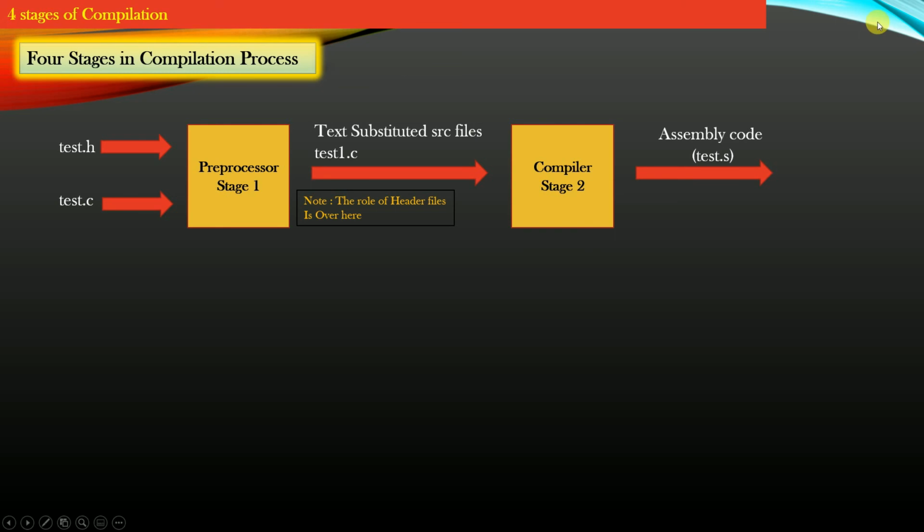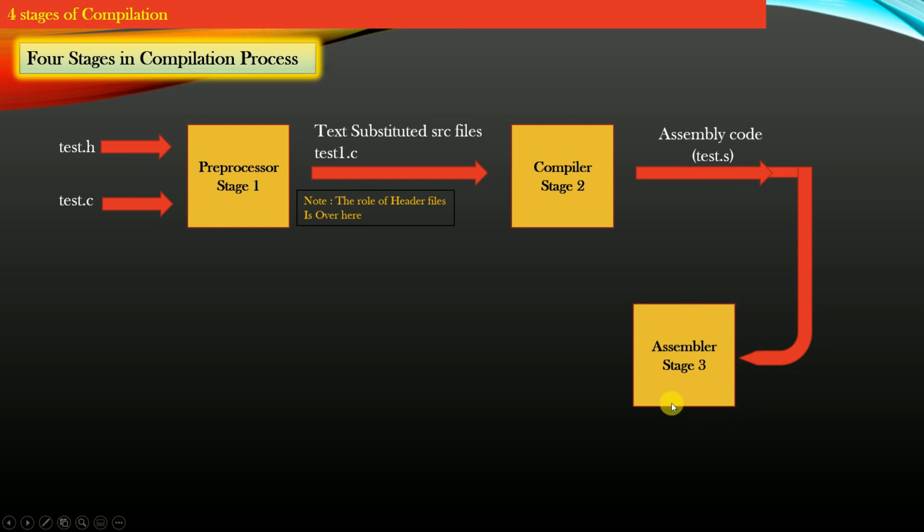And once you have generated this equivalent assembly code, we feed this assembly code to the third stage of the compilation process, which is called the assembler. The assembler is a program which takes as input the assembly code, and produces the output, which is called machine code or object files. So in the next lecture video, we will catch up with the assembler.